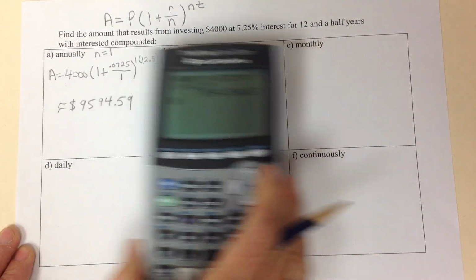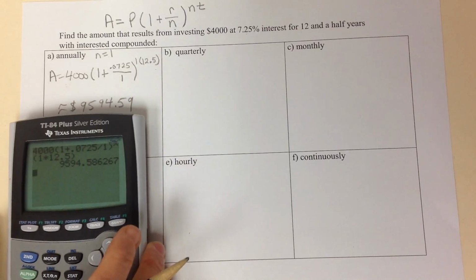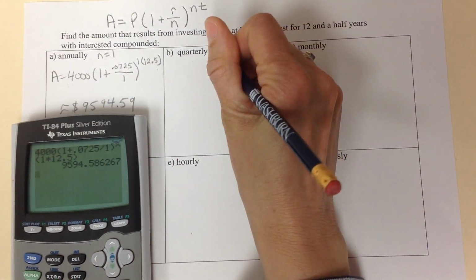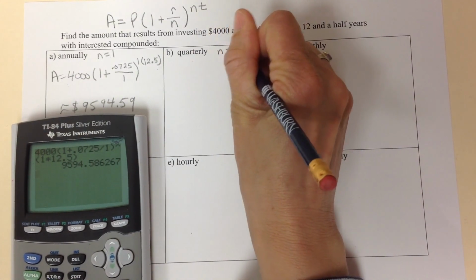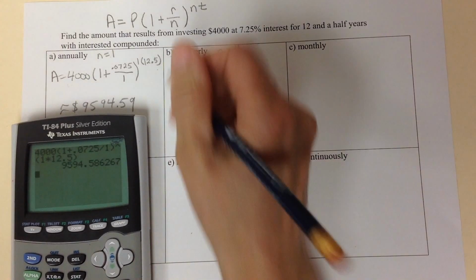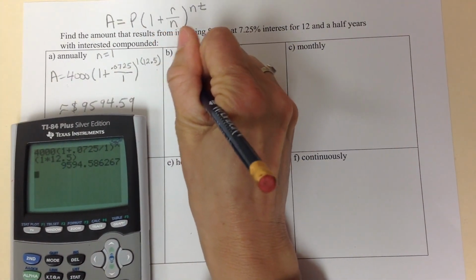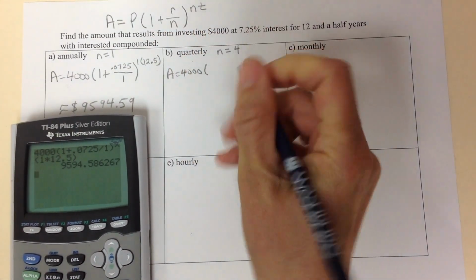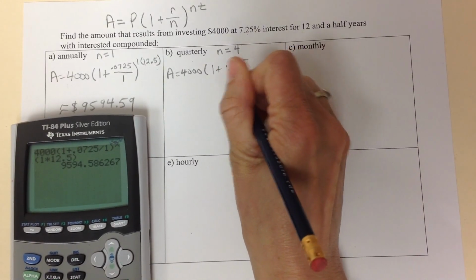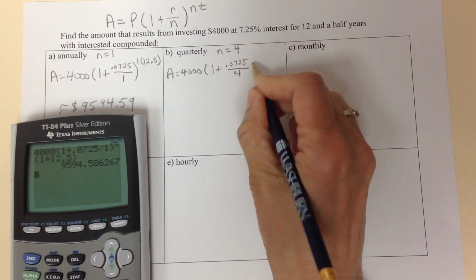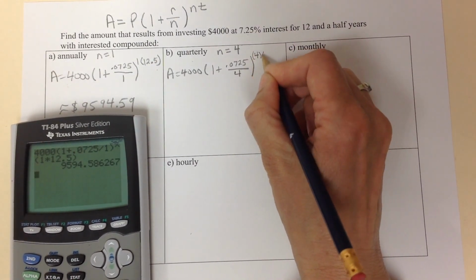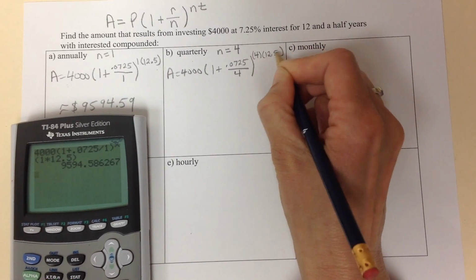Okay, now what about the next one, part B? The only change is we are compounding quarterly. So quarterly would mean n equals 4. There's 4 quarters in a year. So the equation is going to be almost exactly the same. We still are putting in 4,000. Our interest rate is still 7.25%. 4 for now n, and that also happens up here in the exponent, and still 12 and a half years.